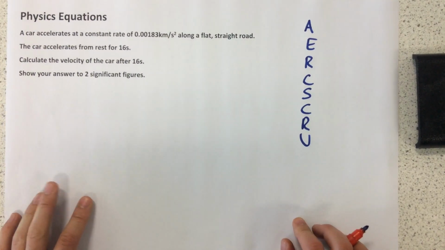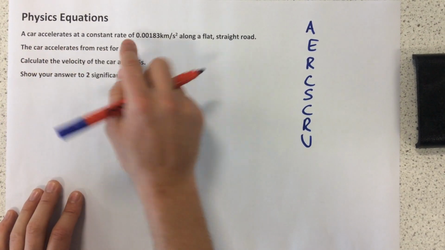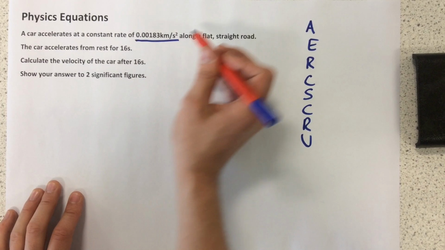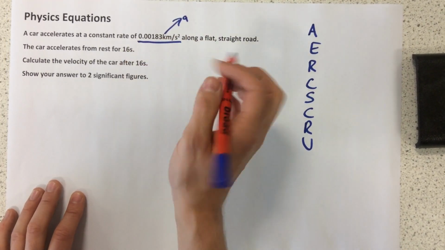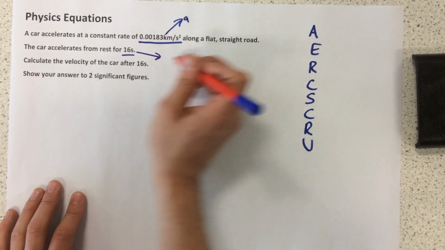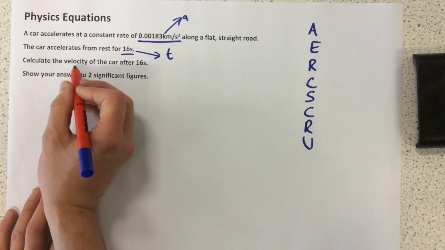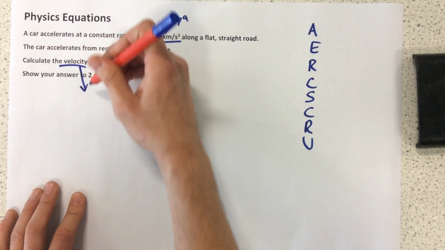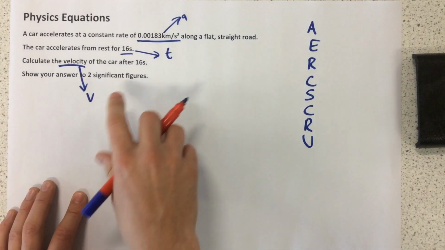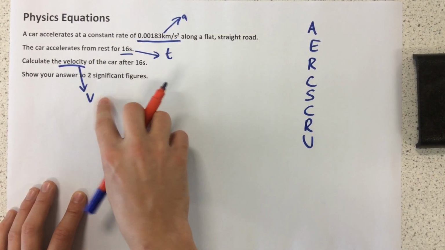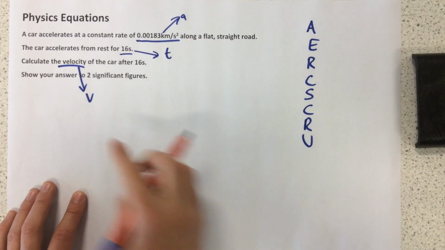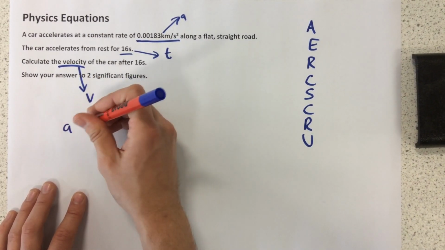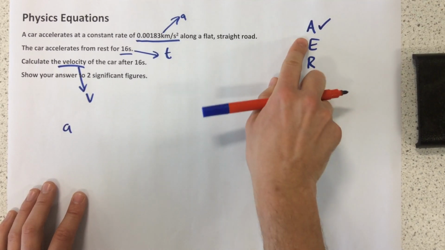So step one, annotate. The first thing you're going to do is annotate this. So that there, that is acceleration, isn't it? So let me see, 16 seconds, that's a time. And it's asking you to calculate the velocity. So I'm thinking, what equation has got A, T and V? Oh, I know the very equation. That equation is A. So now I've annotated it. I tick my annotate here.